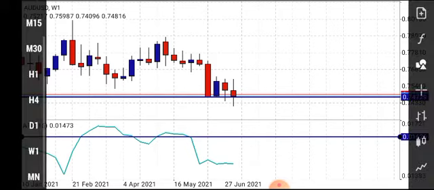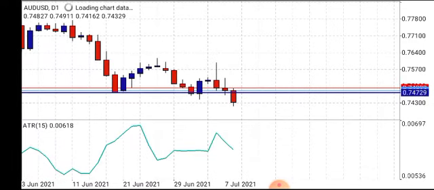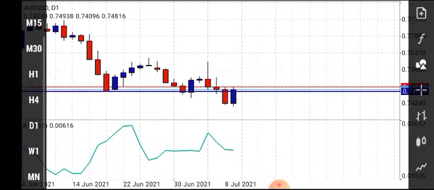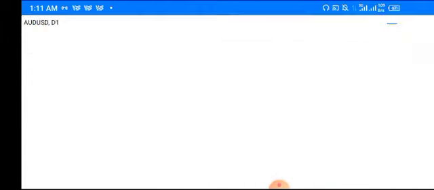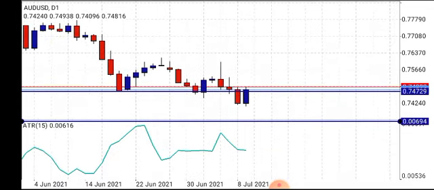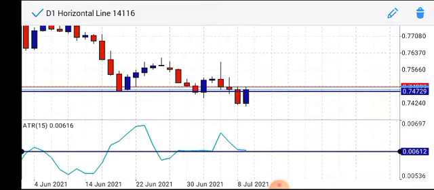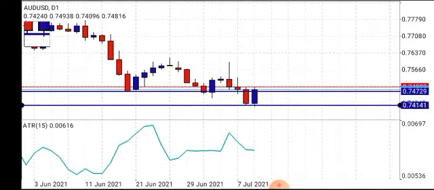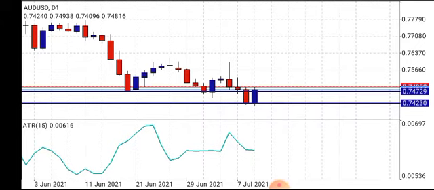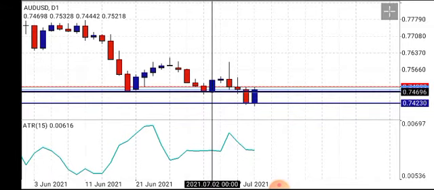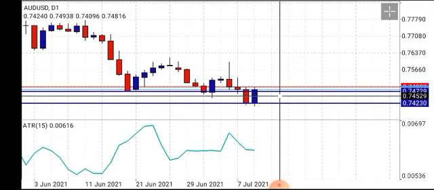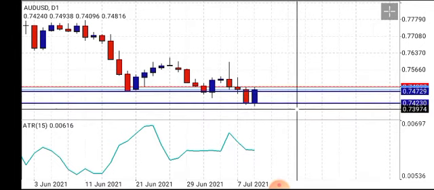Let's go down to daily. Let's see what we have on daily. So on daily, we have a new support here. Okay, so this is a new support. So wait for a 1 hour or 4 hour candle to close below this level before selling. We sell below this level.